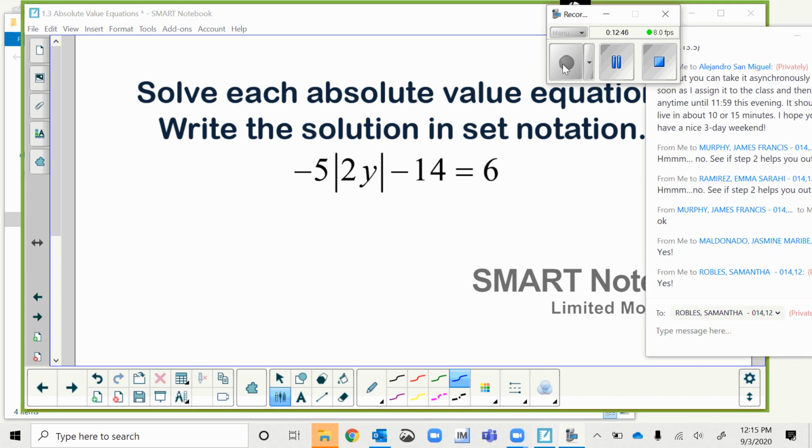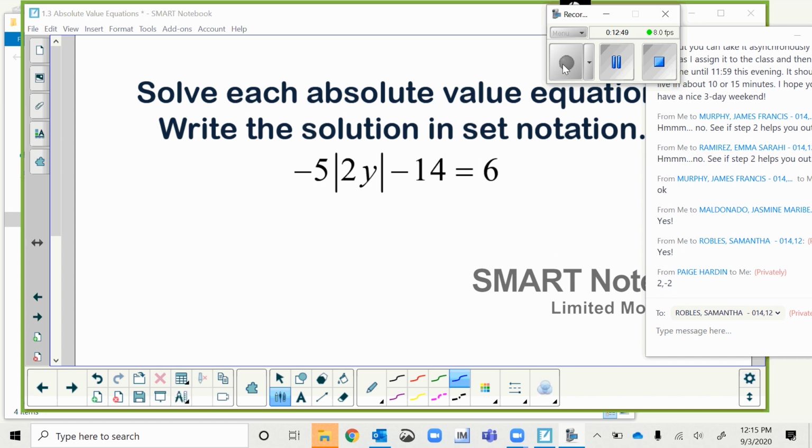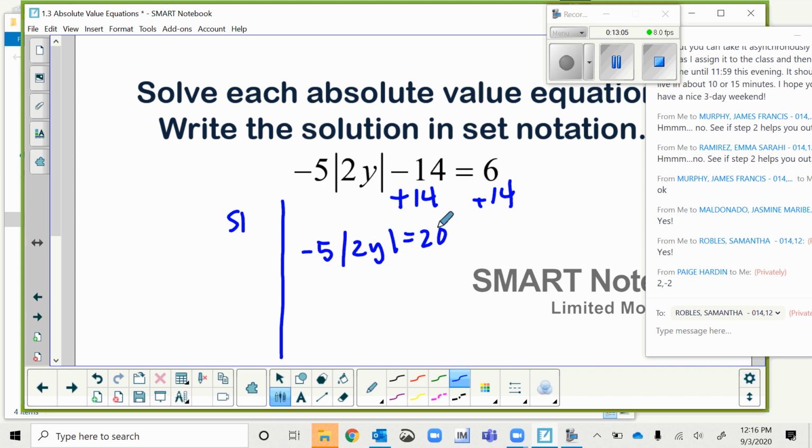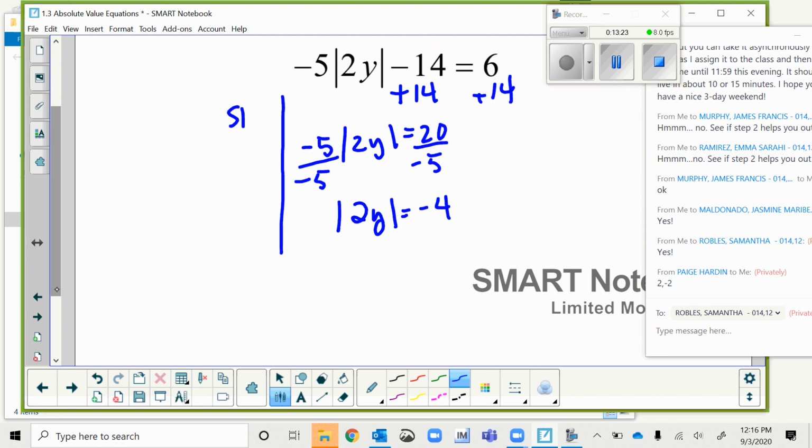So this problem wasn't really hard as far as algebra problems go, but there is one thing that you had to have been paying attention to. So we add 14 and get negative 5, absolute value of 2y equals 20, and then divide by negative 5. You must resist the urge to distribute the negative 5 at all costs. And we have absolute value of 2y equals negative 4. This is where step 2 kicks in. Go read step 2, please.